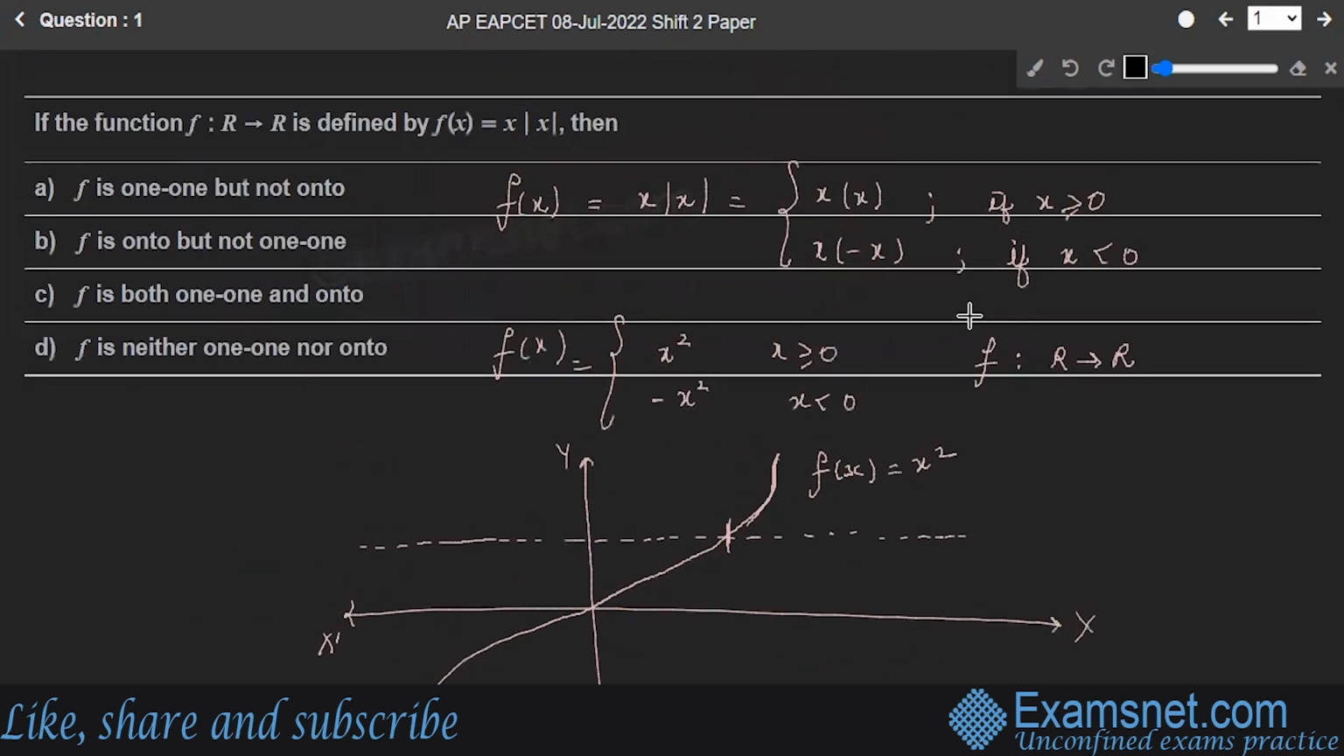Let's check which is that one. We have option C as our answer. Hope you're clear with this. Let's move to the next question.